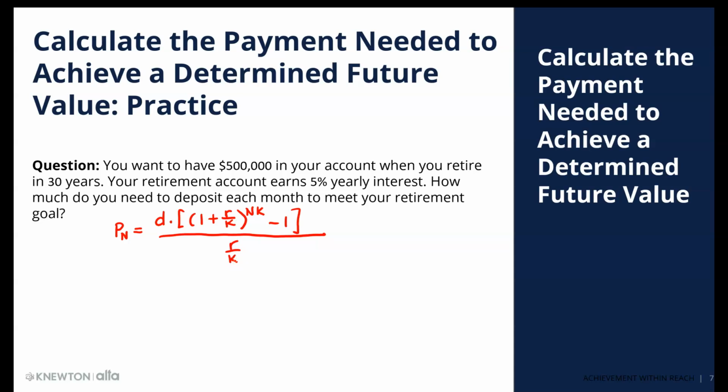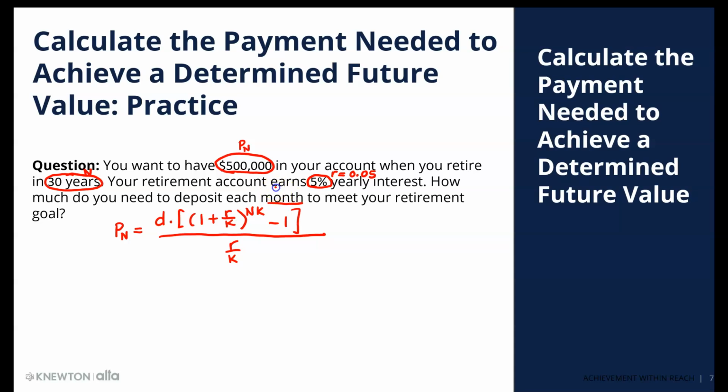And then let's identify the value of each of the variables here. This 500,000 here is the goal, so that should be the accumulated amount, so that should be your P sub n. And then the 30 years here is the number of years, so that is your capital N. And 5% here is the rate of interest, so R is equal to 0.05. And then we want to know how much you need to deposit each month to meet your retirement.